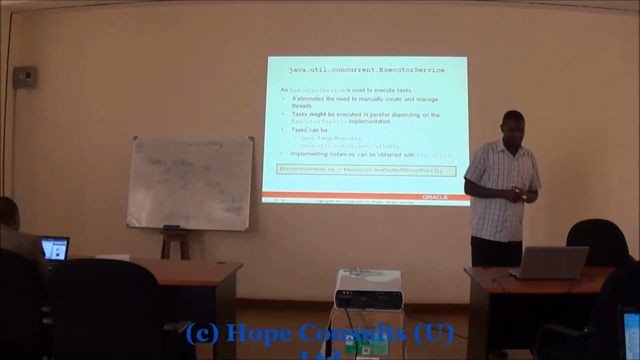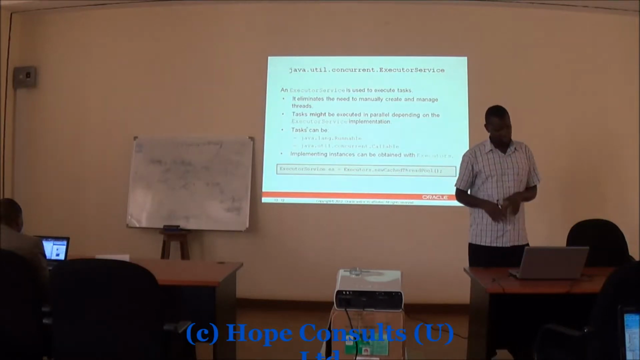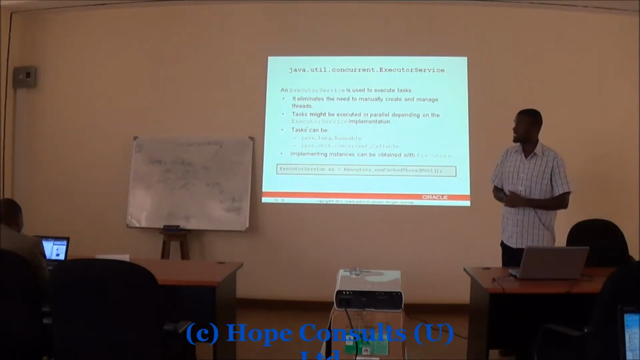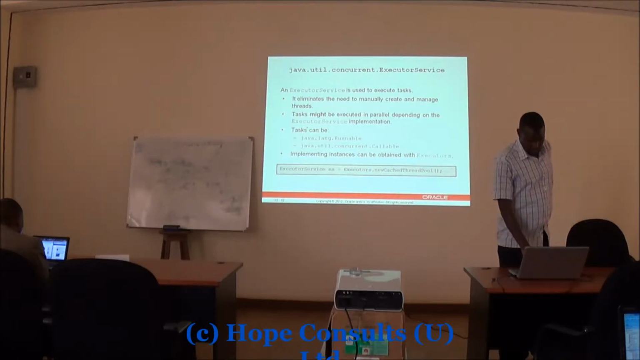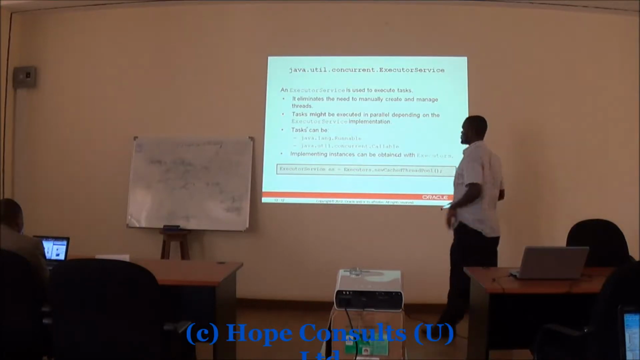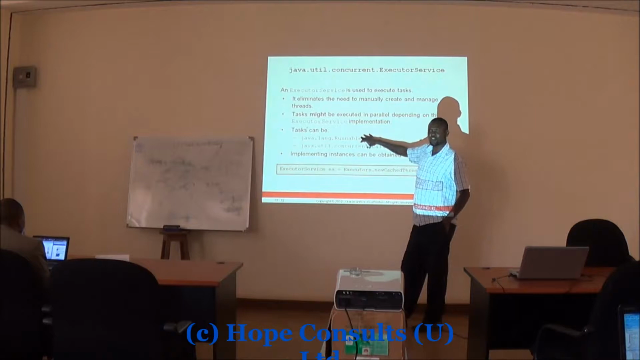Okay? So tasks might be executed in parallel depending on the executor service implementation. So tasks can be Runnable or Callable. There are two different things, and we need to distinguish between these two. When you are using these Runnable tasks, they will not return a result.